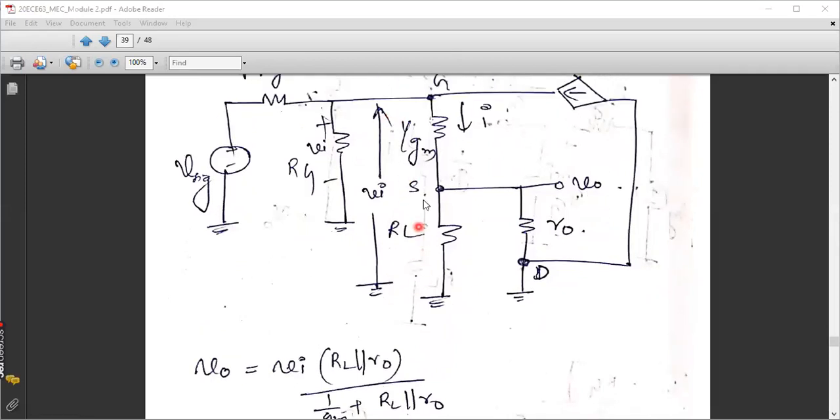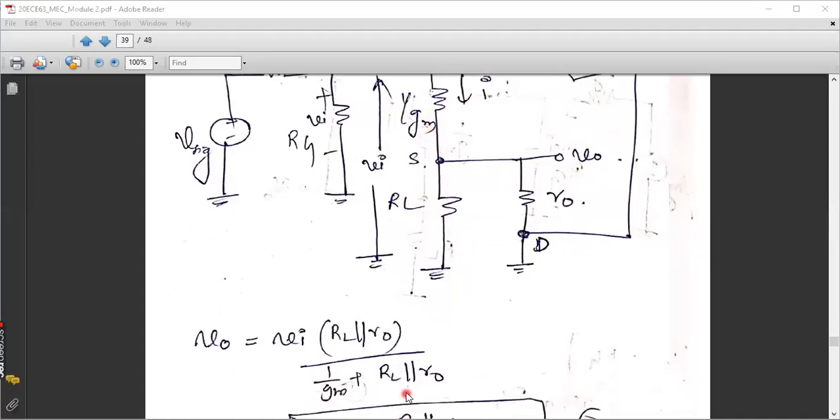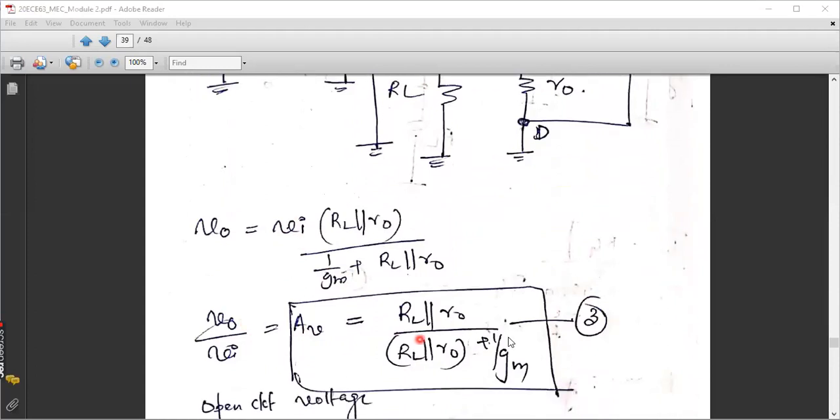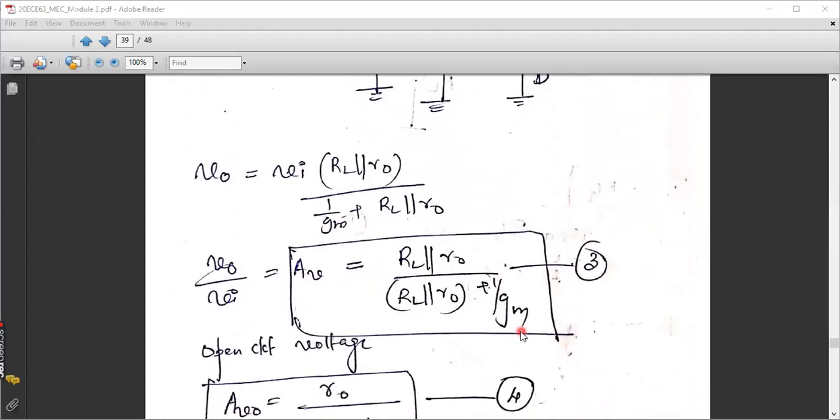So by applying the voltage divider rule, we can write V0 is equal to the total input voltage Vi coming across the gate terminal with respect to ground, times the resistance across which we are taking our output. That is why it came in the numerator, divided by the sum of the resistances, that is 1 by gm plus RL parallel R0. To derive the expression for voltage gain, we take this Vi to the left hand side. So we got the ratio, that is equation number 3. This also we wrote yesterday.